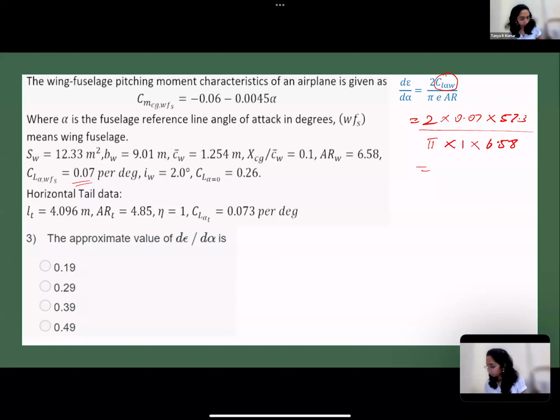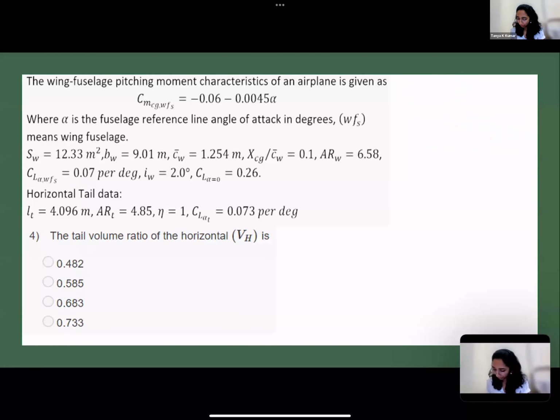What is the value? I don't have a calculator with me. Just calculate. 0.39. Okay. So if any answer is marked wrong, do let me know. I don't really have a calculator with me right now, so I'm just going with whatever is told to me. All right, 0.39. Okay. Next, the horizontal tail volume ratio, VH.